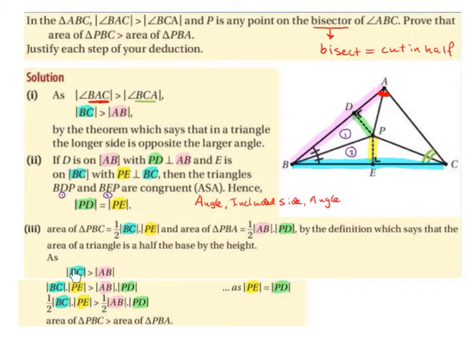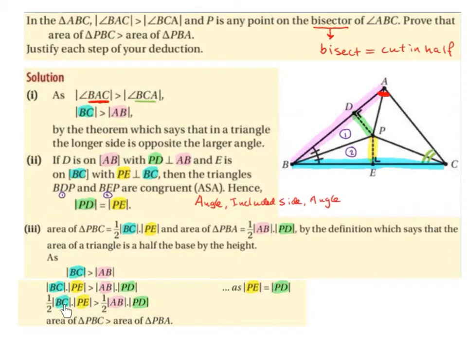So if BC is greater than AB, then multiplying each of those by the same length, you're going to be left with BC times PE still being greater than AB times PD, because we're multiplying them by the same length. It doesn't matter what the length is, we just know it's the same. So therefore, multiplying in a half on either side as well, a half times BC times PE will still be greater than a half times AB times PD.